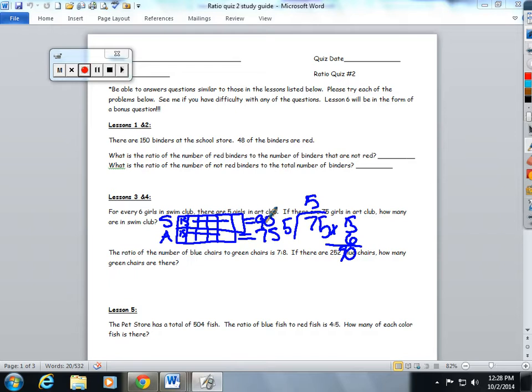Okay, hello. So the ratio of the number of blue chairs to green chairs is 7 to 8. If there are 250 blue chairs, how many green chairs are there? So first of all, I'd recommend underlining blue chairs to green chairs in the ratio. And then you'll need to make 8 boxes for green chairs, and 7 for blue. And label it blue, green.